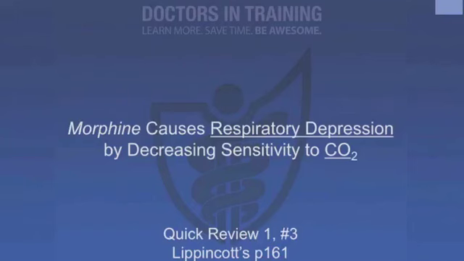Next question, how does morphine affect the respiratory system? Well, morphine causes respiratory depression because it decreases sensitivity to CO2. Respiratory depression is a leading cause of death in overdoses of morphine.